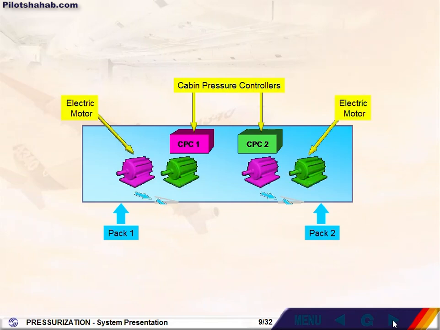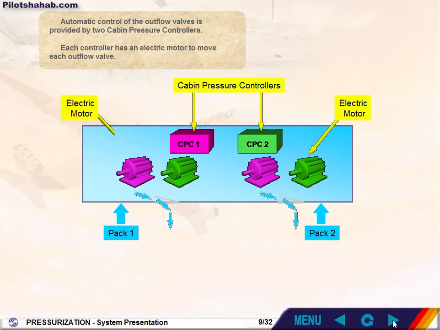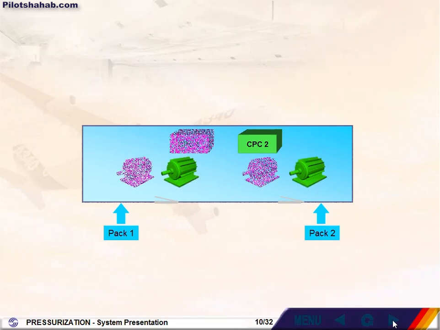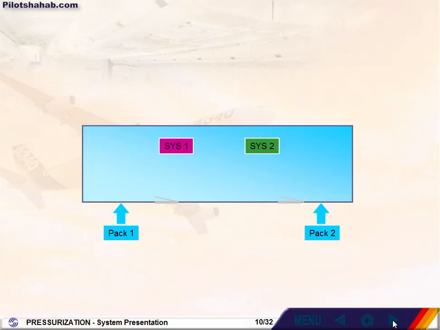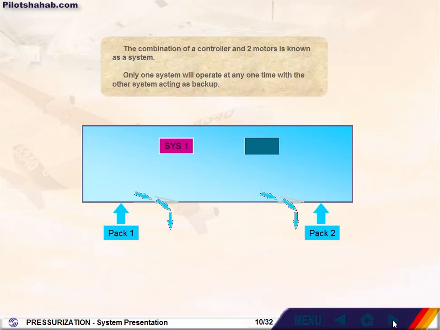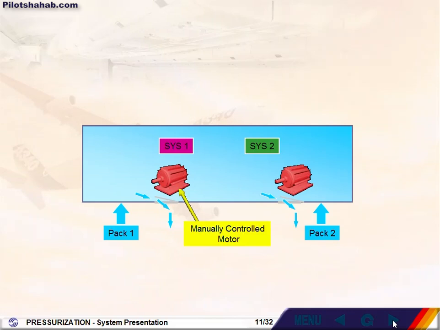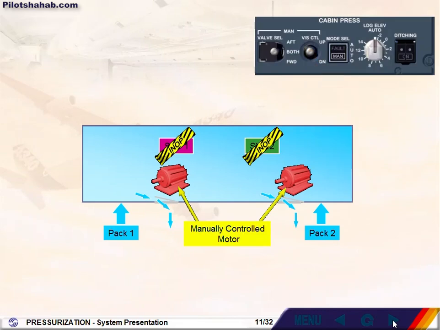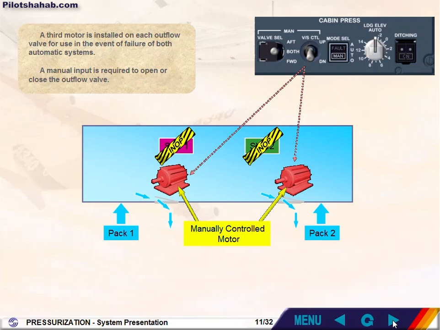Each controller has an electric motor to move each outflow valve. The combination of a controller and two motors is known as a system. Only one system will operate at any one time, with the other system acting as backup. A third motor is installed on each outflow valve for use in the event of failure of both automatic systems. A manual input is required to open or close the outflow valve.